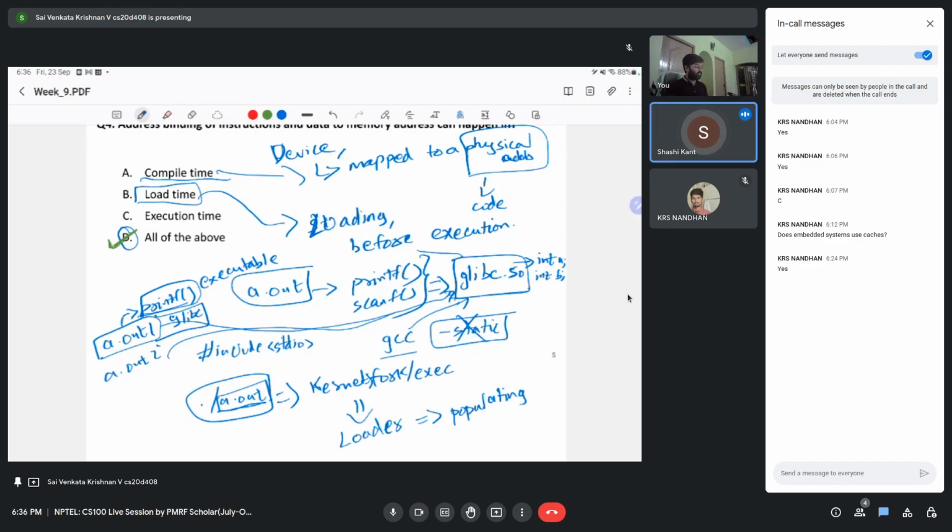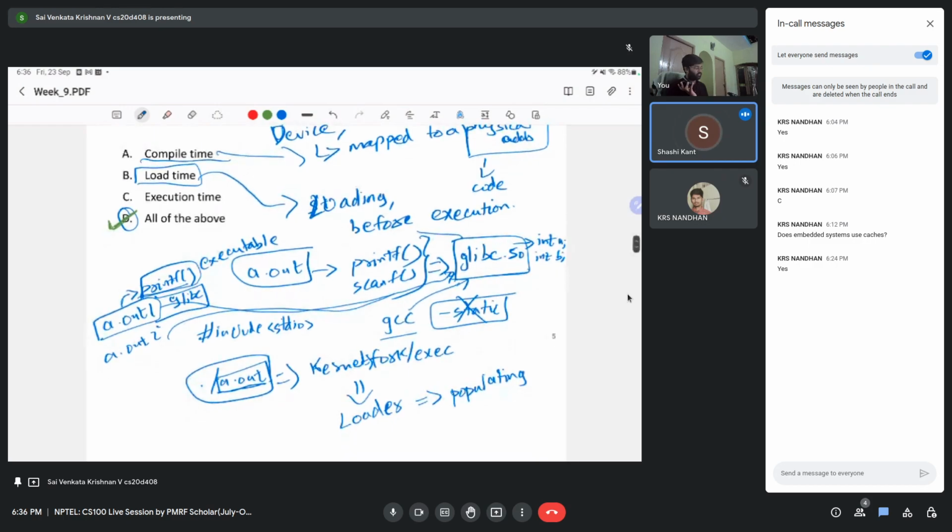I have a question here. In programming, we use a printf function, or suppose we are seeing a recursion program. In recursion, we normally use memory, we use the memory stack, right? So will that be considered load time or execution time?